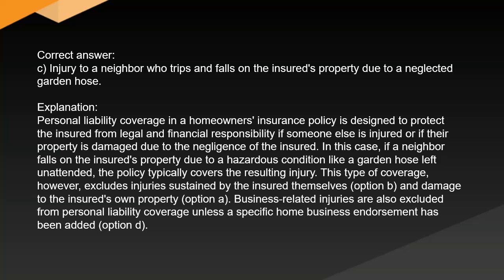This type of coverage, however, excludes injuries sustained by the insured themselves, option B, and damage to the insured's own property, option A. Business-related injuries are also excluded from personal liability coverage unless a specific home business endorsement has been added, option D.